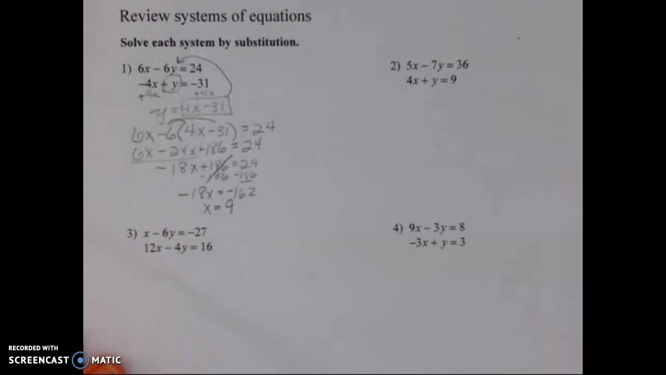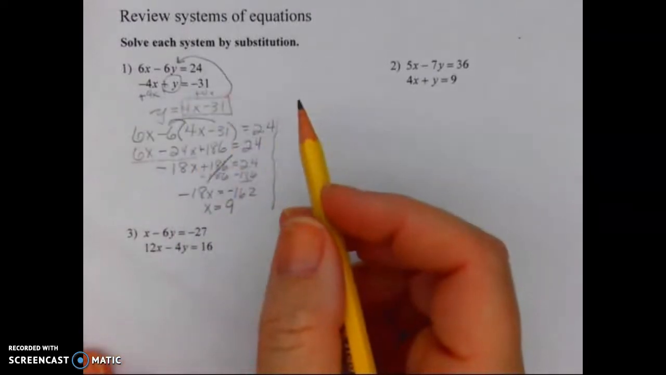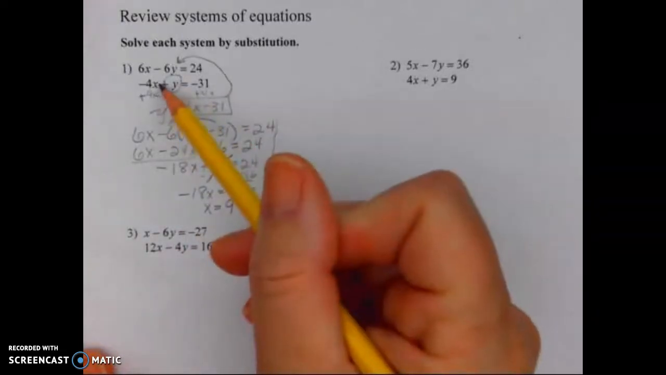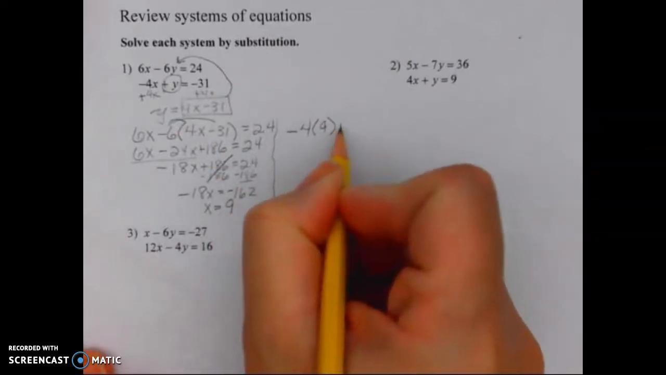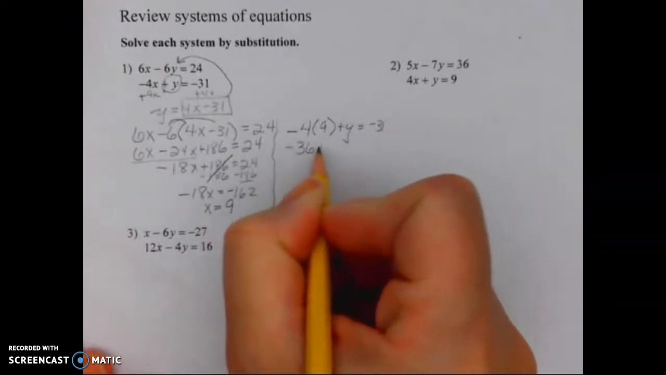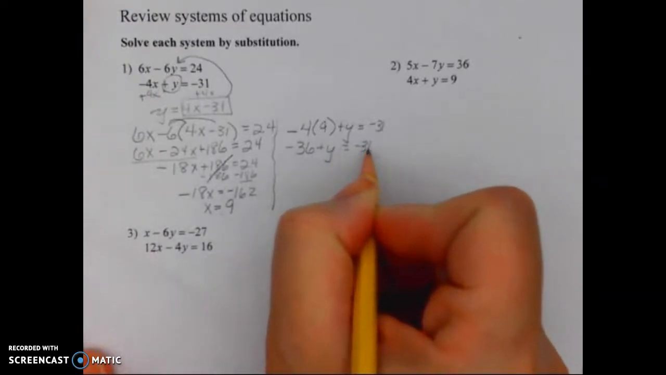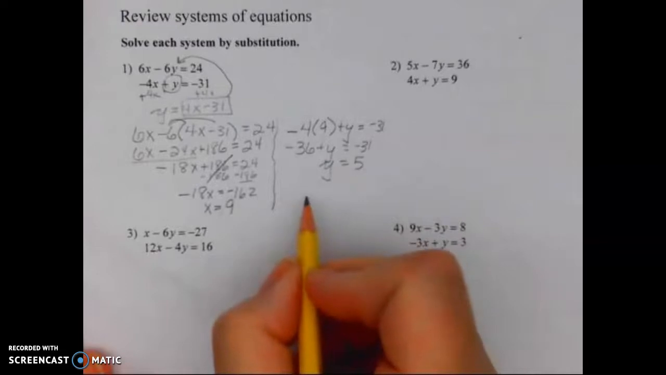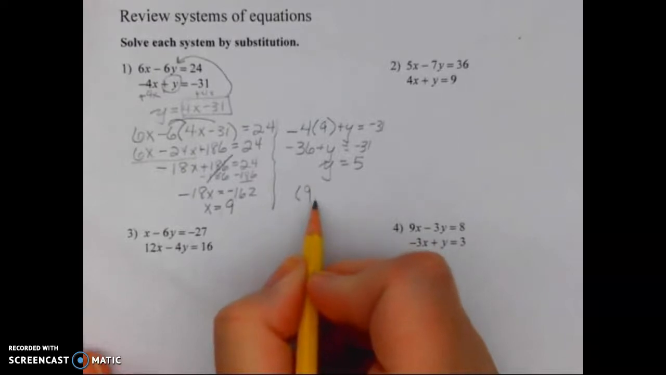Now we need to solve for the y. Here's the easy part. You choose one of the equations above. I'll choose the second one, it just looks a little easier. And I'm going to replace my x right here into the equation. So it's negative 4 times 9 plus y equals negative 31. Add 36 to both sides, and I get 5. The solution is written like a point, (9, 5).